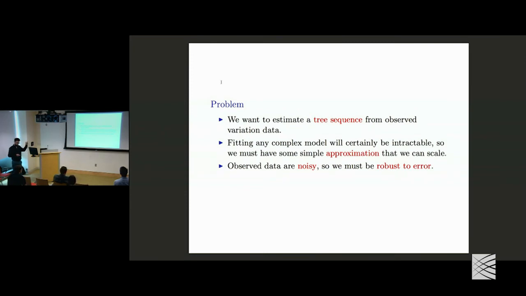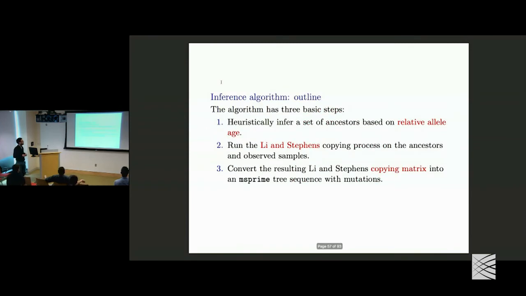Scale is our first property that we must have, and the second property we must have is that it must be robust to error. You know, there are errors in the data, and we need to be able to deal with it. So I'm going to give a very quick outline of the inference algorithm that we're working on. I don't have time to go into the details now, but I'm more than happy to go into the details afterwards if anyone's interested. So it's got 3 basic steps.